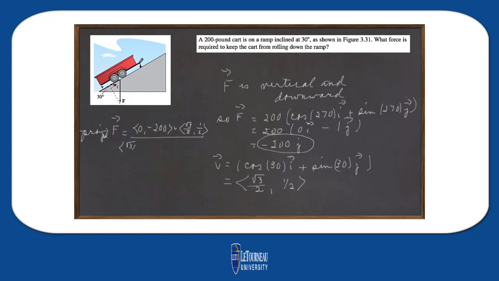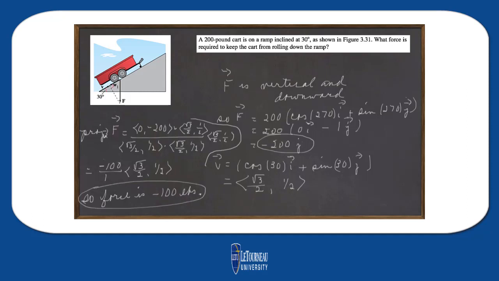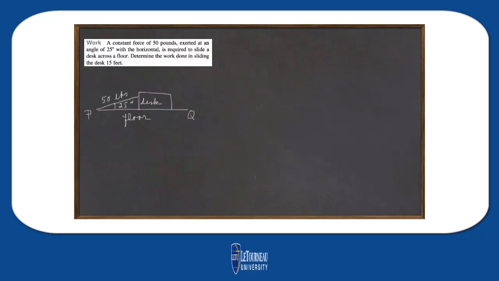And so from the formula in the previous video, we have the quotient of those two dot products times our vector v, and if you notice, I'm kind of overlapping, which is terrible, but I think you can read it. Remember, the force is minus 200 times j, so that would be minus 100 pounds, because minus 200 times 1/2 is minus 100.